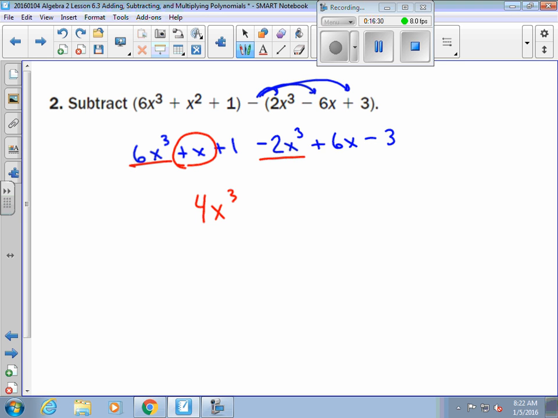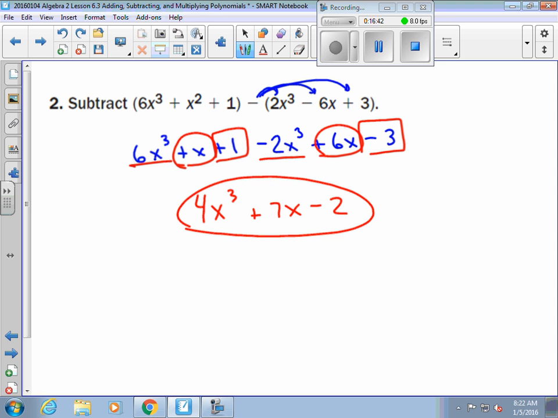There's this one, x to the first, and 6x to the first. So that's 6 plus 1 is 7x. And then there's 1 and negative 3. 1 minus 3 is negative 2. Again, just another way to do it might help you out.